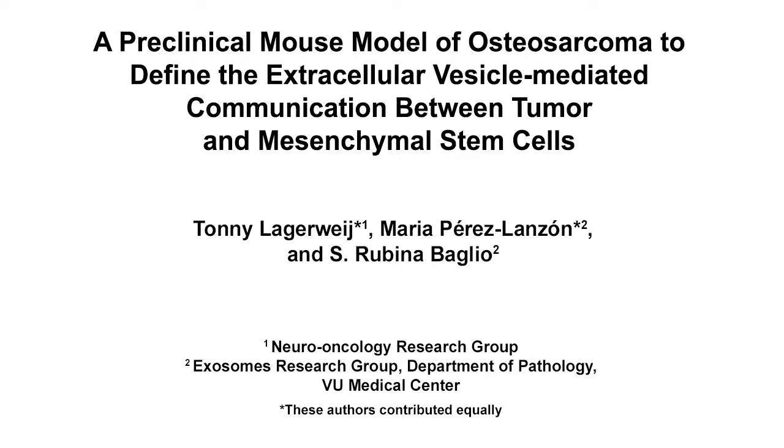The overall goal of this experimental procedure is to develop a preclinical mouse model to study the role of extracellular vesicle-mediated communication between tumor and mesenchymal stem cells. This method can help answer several key questions in the cancer biology field as to how tumor and mesenchymal stem cells communicate by means of extracellular vesicles and whether these support cancer progression.